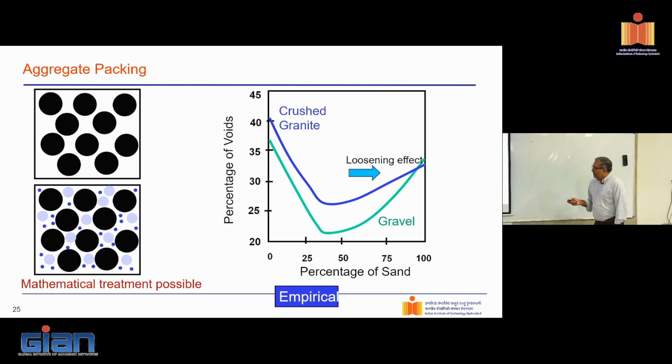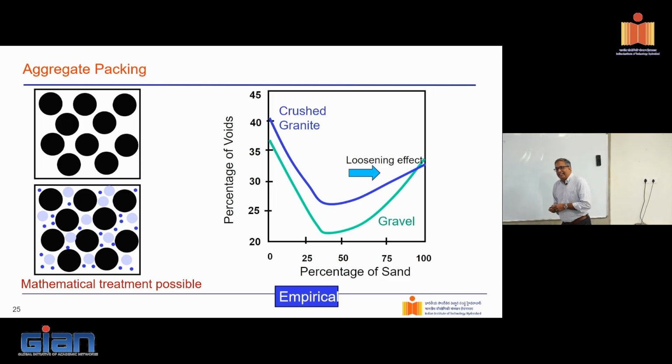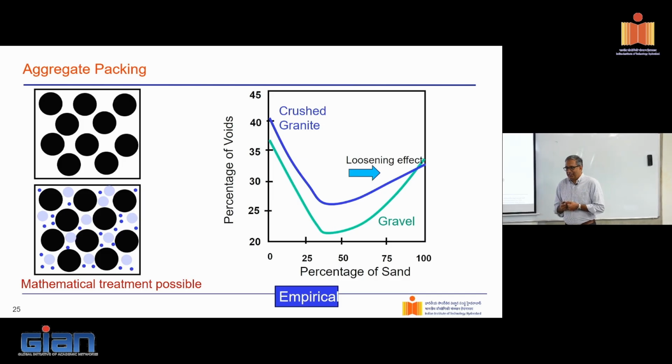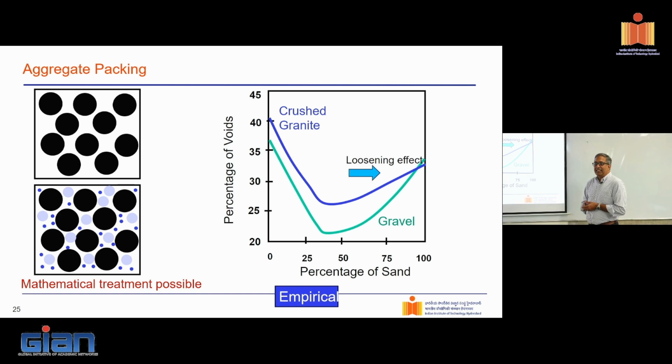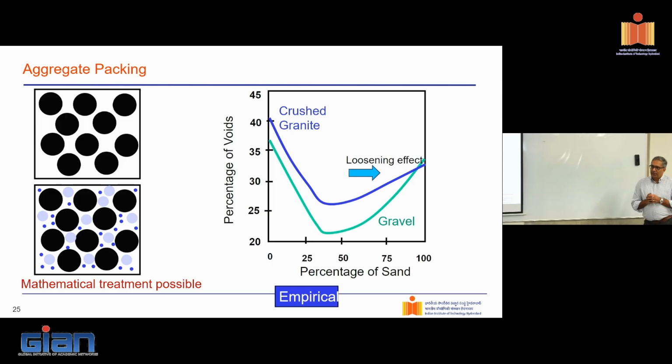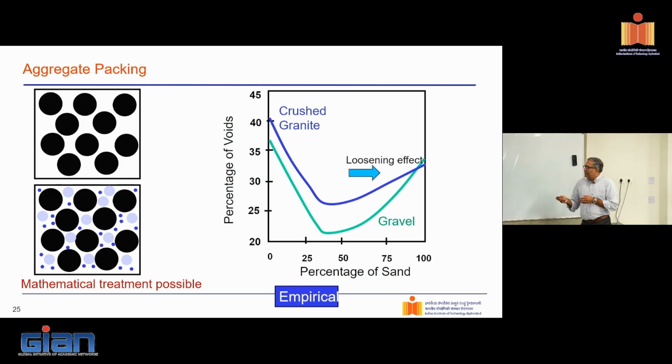So, after a certain point, what happens if I keep on increasing the sand or the fine aggregate? It starts making space for itself. And in the process, what happens then? The void percentage increases again. So there's a certain minimum that I get, right, of the percentage of voids, when I have the right proportion of coarse and fine, right? And that minimum percentage would depend upon this crushed aggregate, what I'm starting with, and what I'm filling it with. Okay.